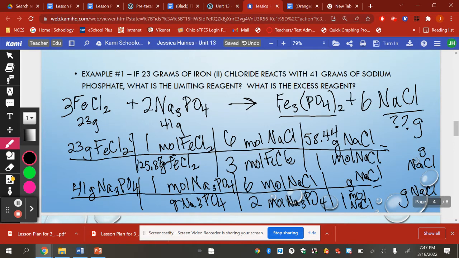And then what is the molar mass of sodium phosphate? 163.94. And then I'm sticking with 58.44. You know what? I'm going to check myself. What is the molar mass of sodium chloride?